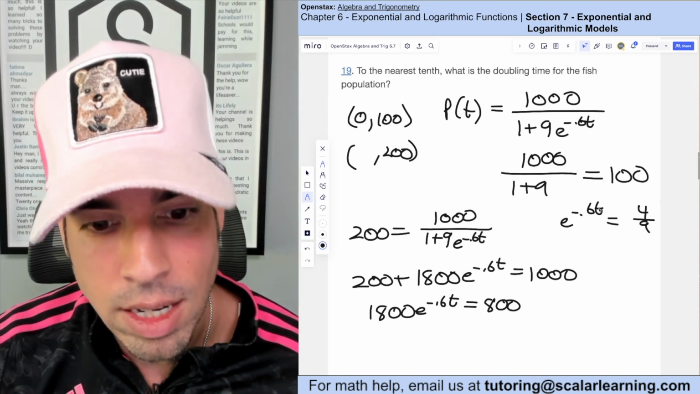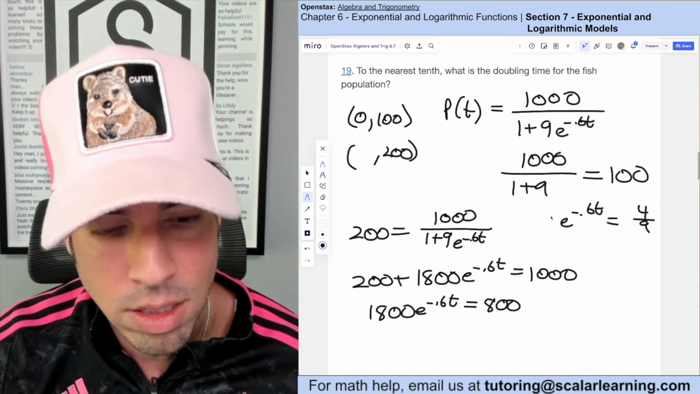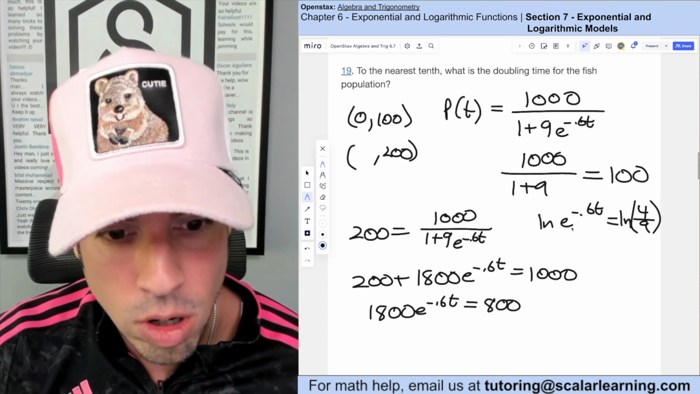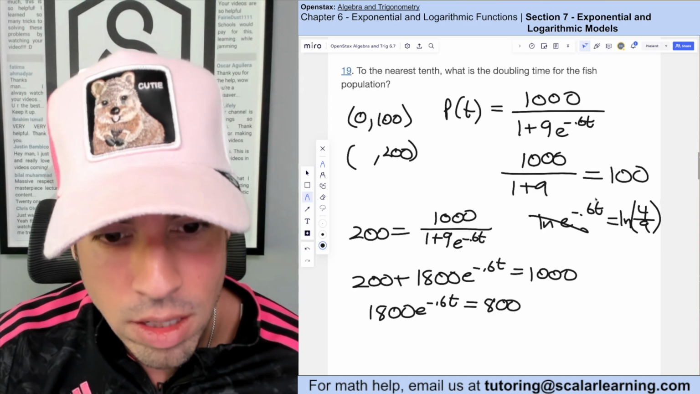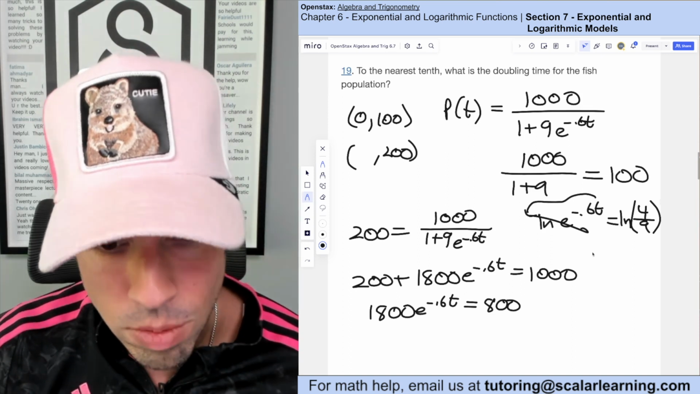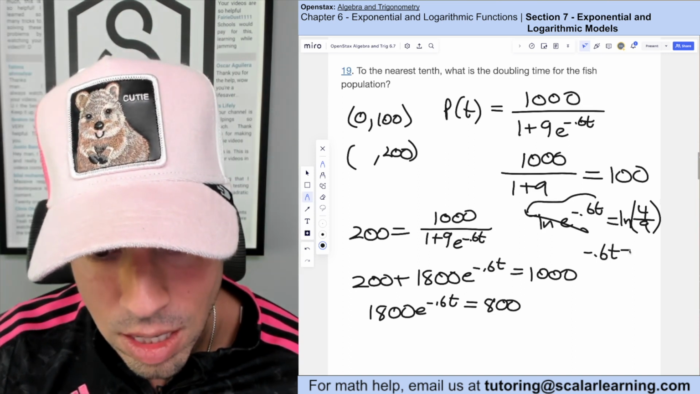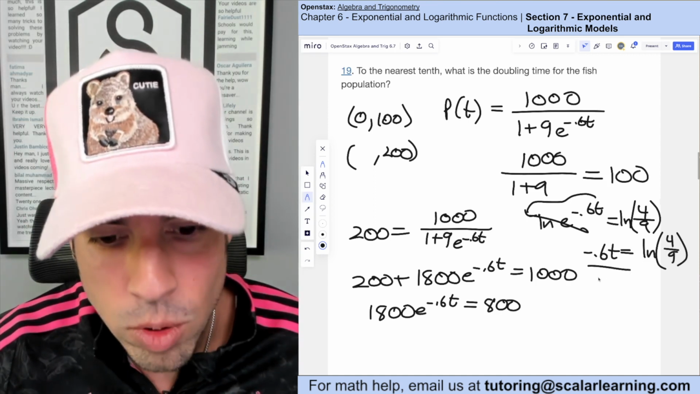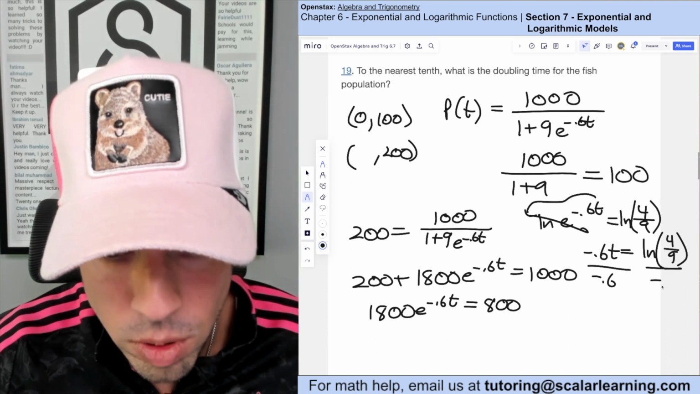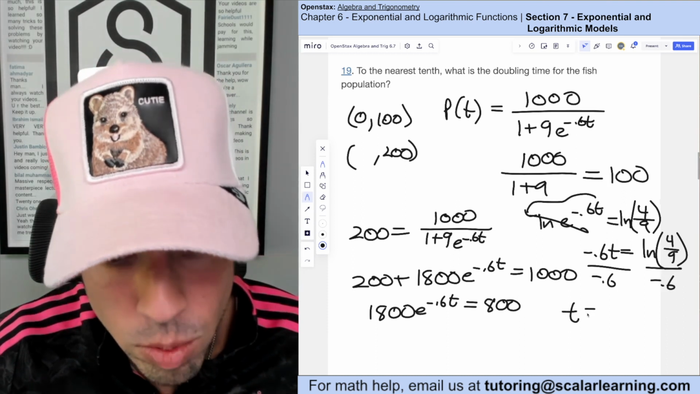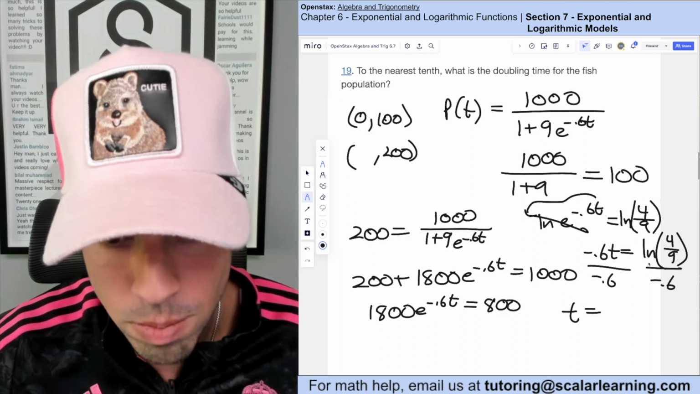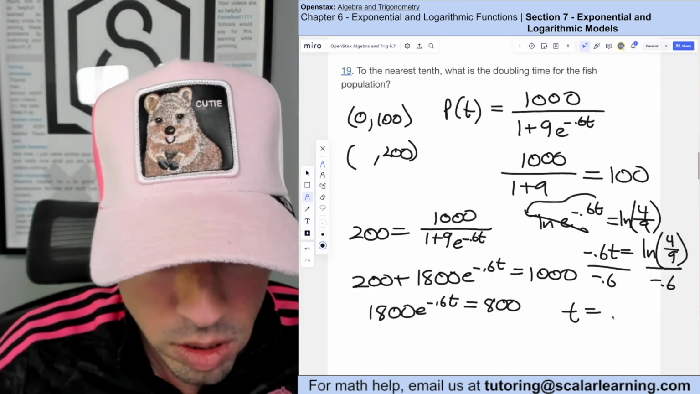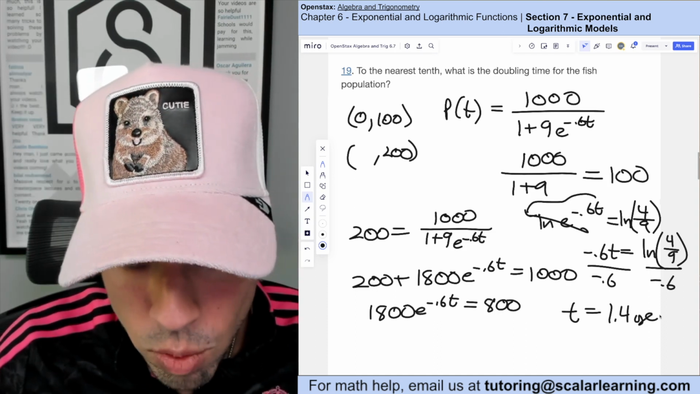Now, since I have an e and an exponential variable, I need to take a log. I'm going to take the natural log because we have e there. So I'm going to take the natural log of both sides. That cancels the e and allows me to bring this down to be negative 0.6t equals ln of 4 over 9. Last but not least, I'm going to divide both sides by negative 0.6, and we're going to get our approximation for t. We're going to use Desmos to get that approximation. Rounding that is going to be 1.4, to the nearest tenth. So it takes approximately 1.4 years.